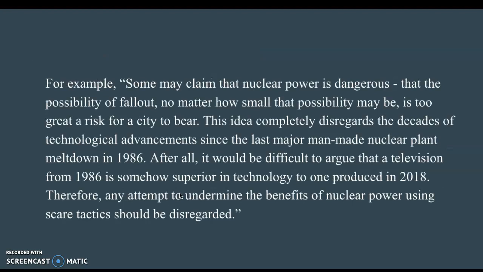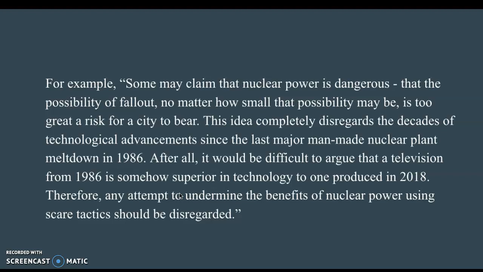For example, some may claim that nuclear power is dangerous, that the possibility of fallout, no matter how small that possibility may be, is too great a risk for a city to bear. So I've offered right here a counterclaim and a concession. I'm not necessarily saying I understand it; I'm showing that I do. I show that I understand that, yeah, the possibility of fallout, no matter how small that may be, is too great a risk. But then I go into my rebuttal.